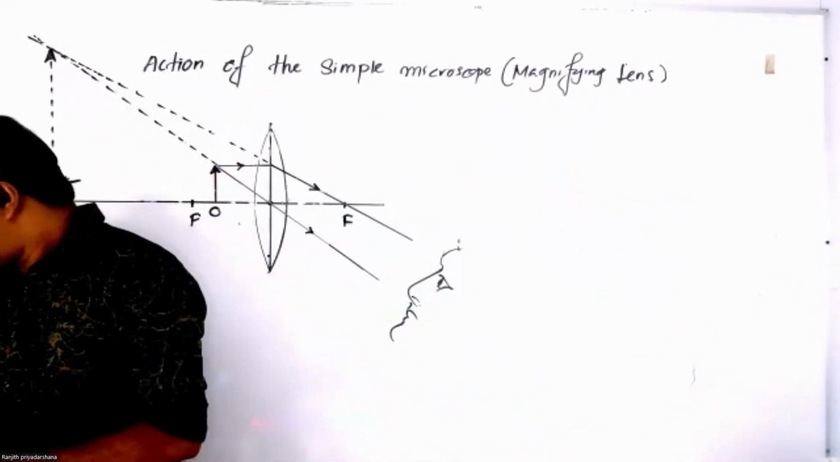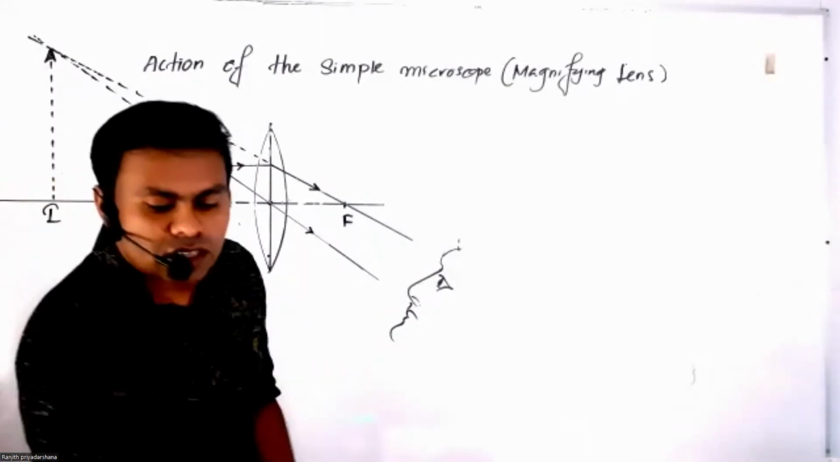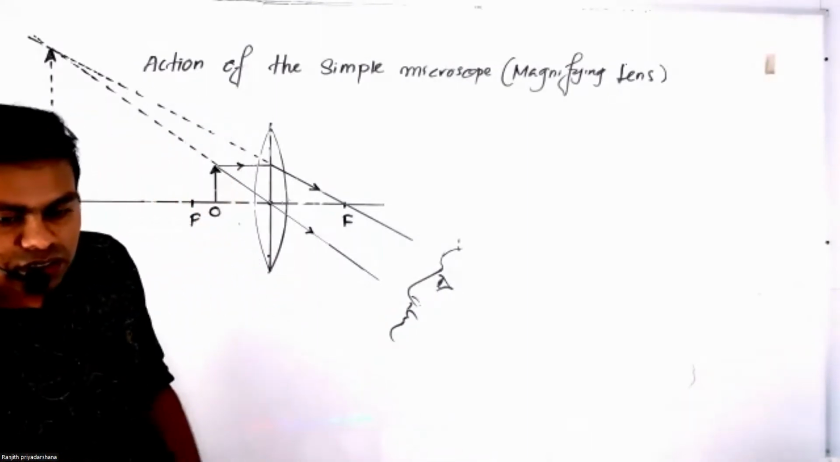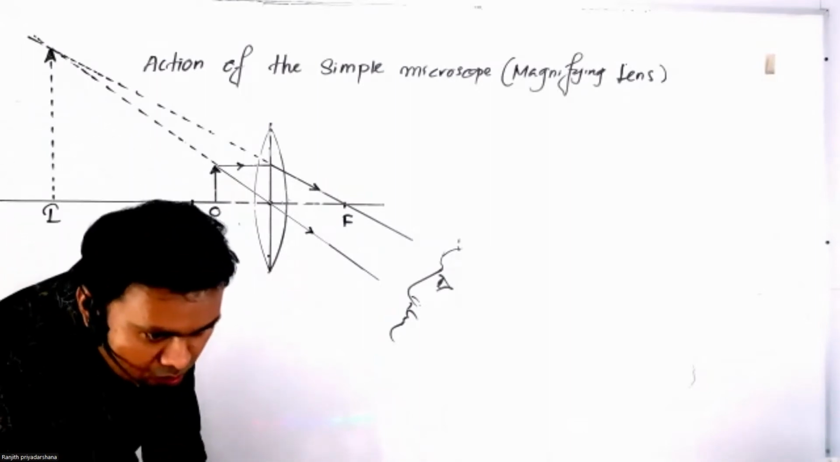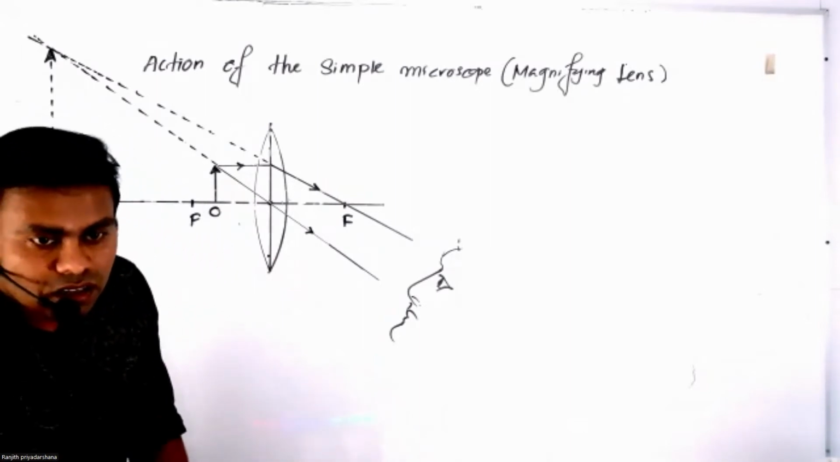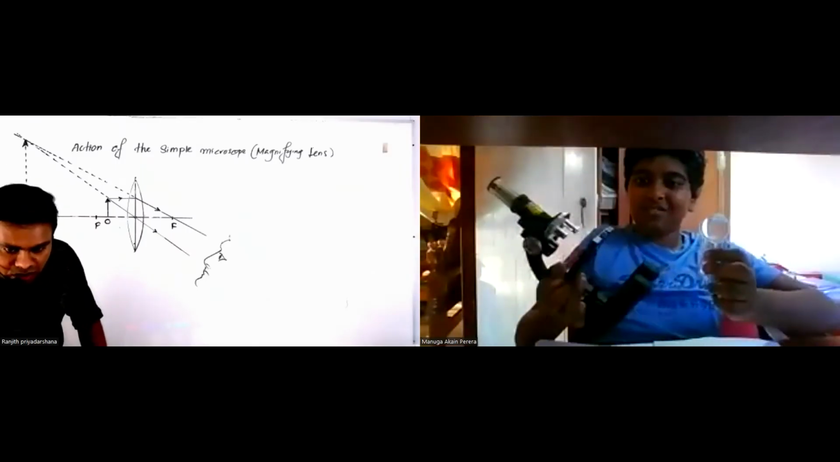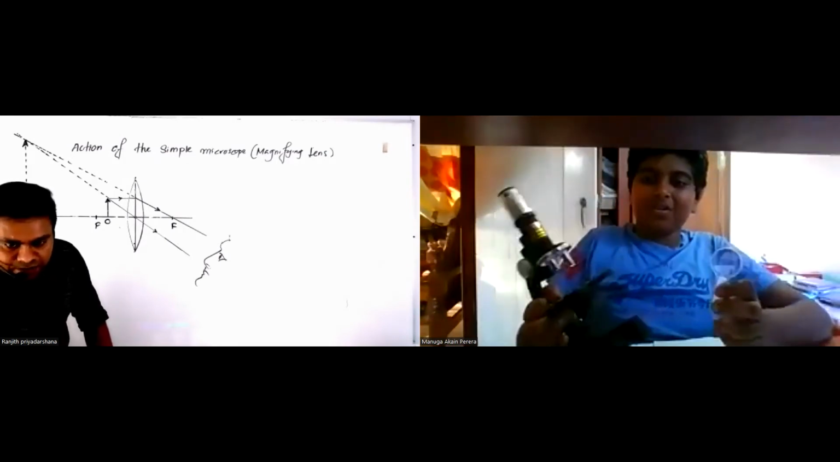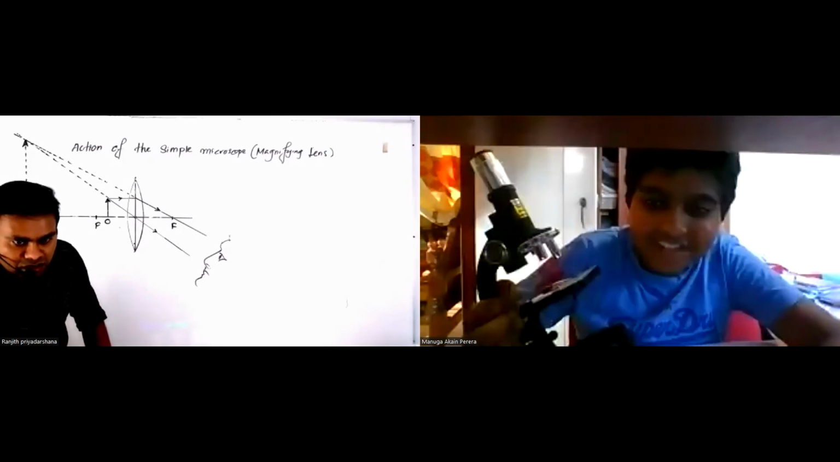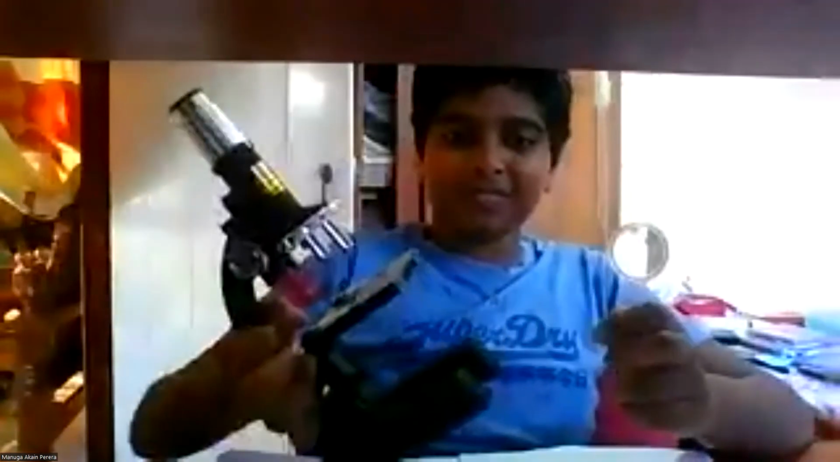Sir, this needs two curvatures, and with two curvatures you can make a microscope. A microscope has a lens and a curvature. Okay, nice. Good. This is the compound microscope. We can enlarge and show it. Wait. Sir, there is a light here. Oh, a light source. There's a light source.